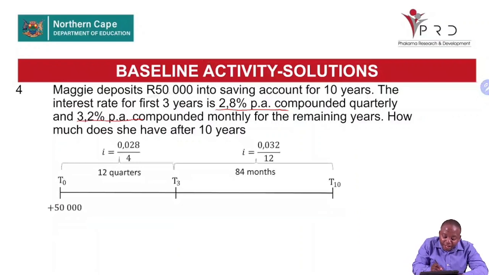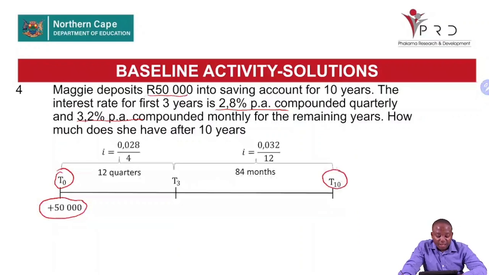We are saying she deposits 50,000. So the amount that we deposit presently, where is it? It is at T0. We are putting in 50,000 right now. And we are putting it for a period of 10 years. So it's from T0 when you put it in until T10. Now the interest rate for the first 3 years is 2.8. So from T0 to T3, we have a certain interest rate of 2.8.